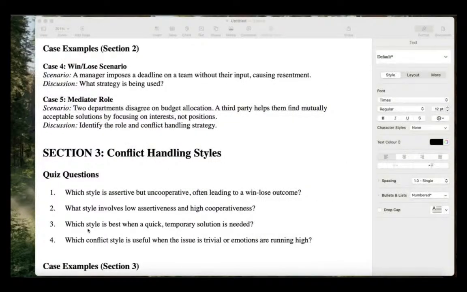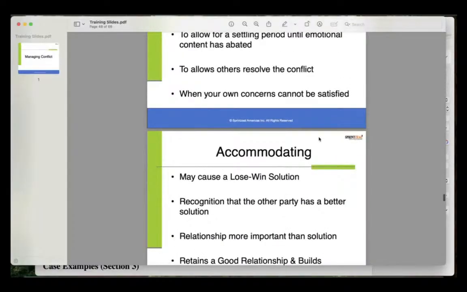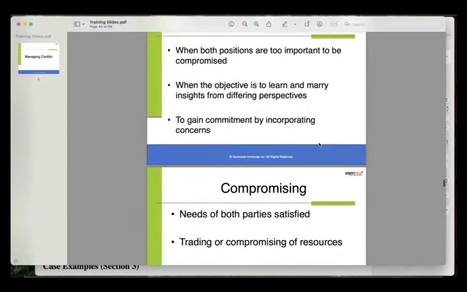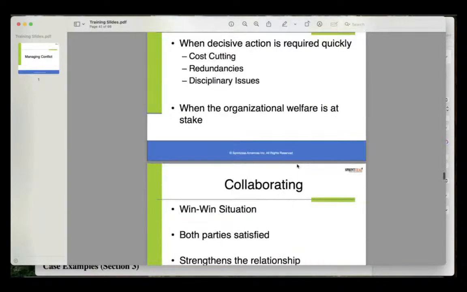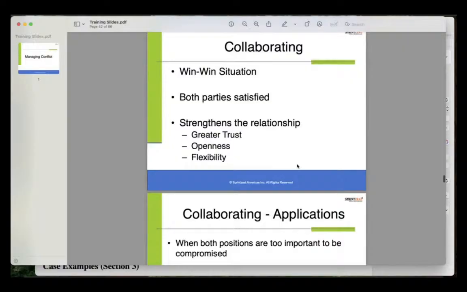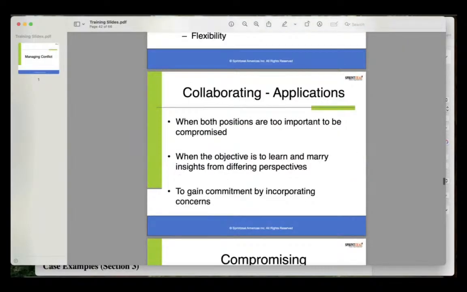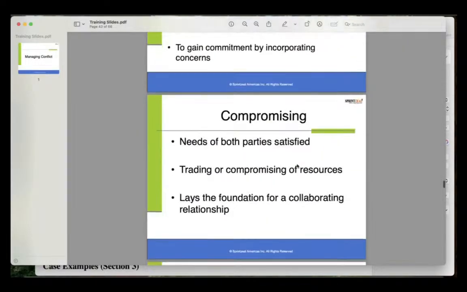Then which style is best when a quick and temporary solution is needed? What do you think? That's basically the avoid one. I forgot the name. Avoid. Okay, when a quick and temporary solution is needed. Let's quickly see. So we are done with competing. We saw when we apply it, and then collaborating is about a win-win situation when both parties are satisfied and things like that.